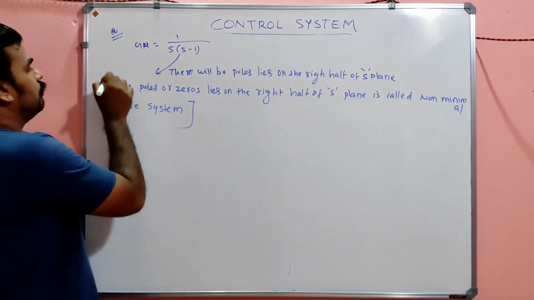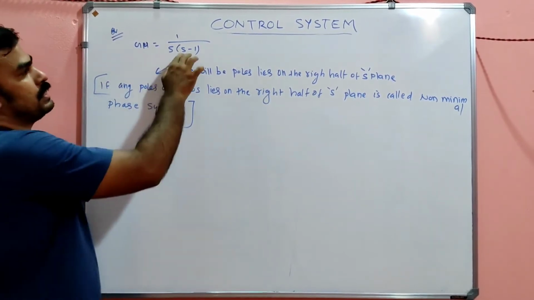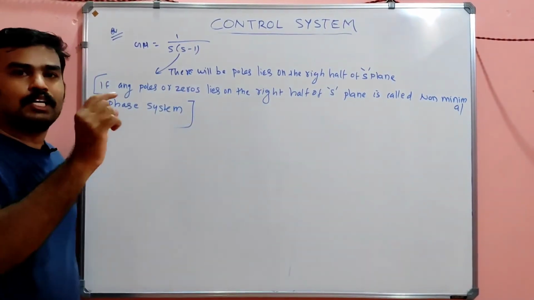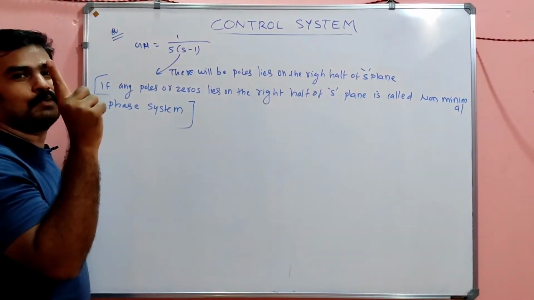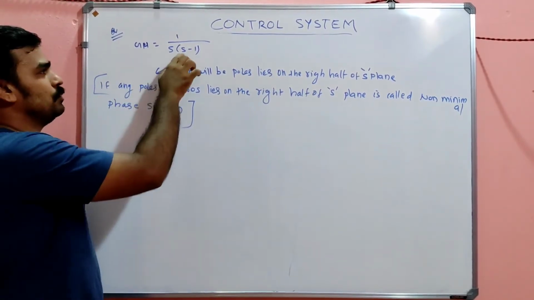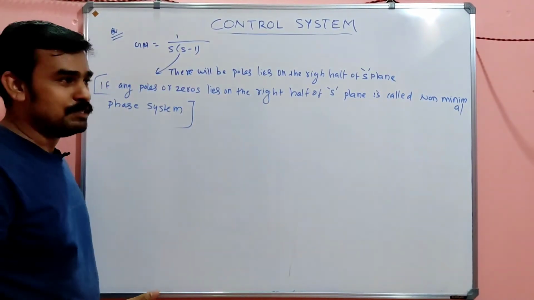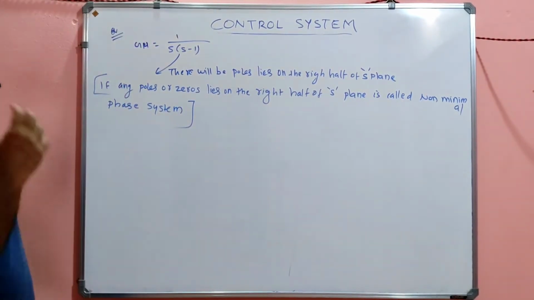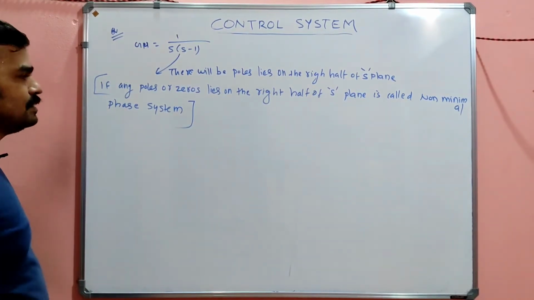Very important. What does non-minimal phase system mean? If you substitute denominator equal to 0, you will definitely get poles. If you substitute numerator equal to 0, the value of s will give you zeros. Now, substituting denominator equal to 0, s equal to 0 gives one pole at the origin. But s minus 1 equal to 0 means s equal to 1, which means in the right half of the s plane, one pole will arise. So if any pole or zero lies on the right half of the S plane, it is called a non-minimal phase system.